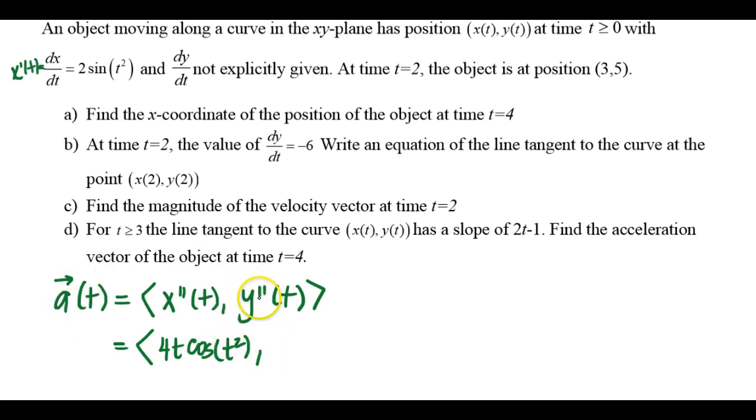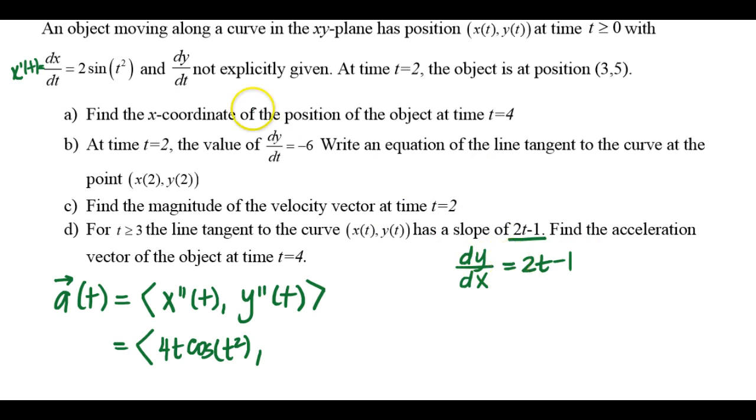But now the problem is, well, what is y double prime of t if I don't even have y prime of t? But the other piece of information I'm given is that the line tangent to the curve x of t, y of t has a slope of 2t minus 1. So if I have the slope of a tangent line, what was really given to me in this expression is dy/dx. So I was just given dy/dx is 2t minus 1. So how does that help me though?